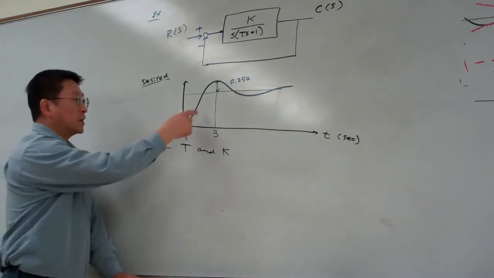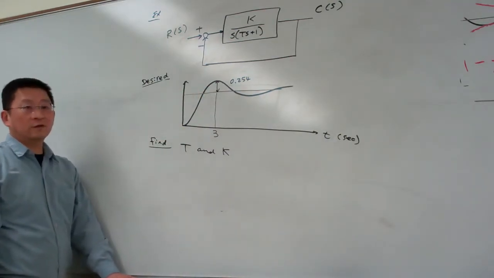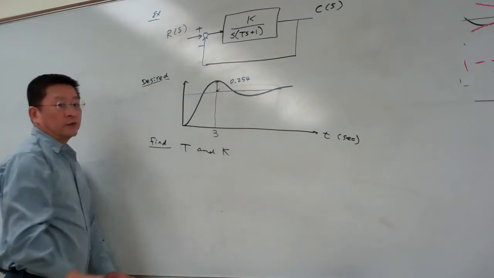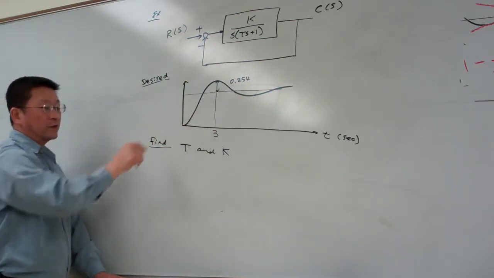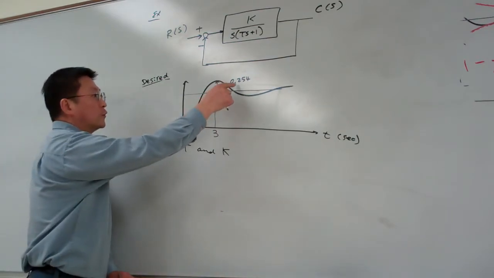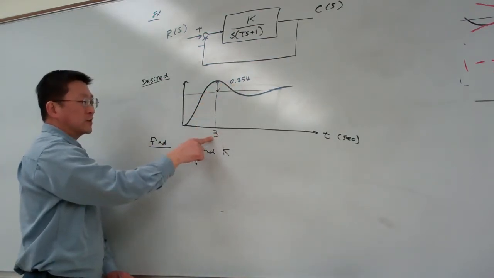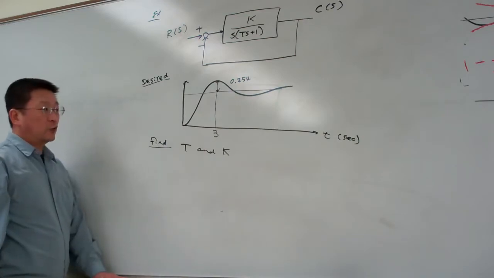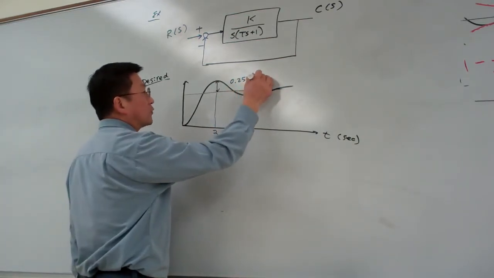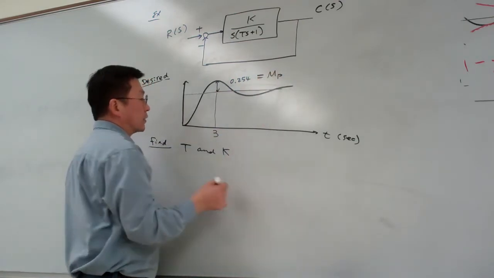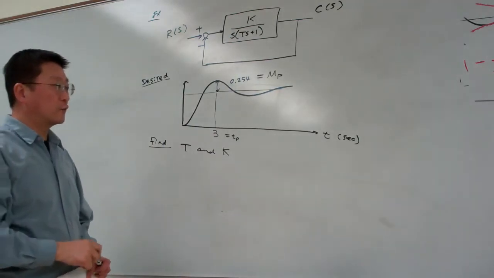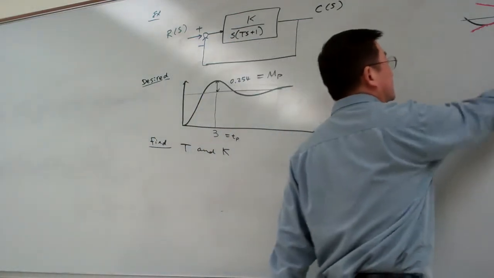Basically, as a designer, you define your criteria, your system dynamics, in this way. Then you design the parameters so the system dynamics will fit into this. So if we change this number, then the result will be different. From here we can identify that this is our Mp, and 3 is our Tp. So we simply plug into our formula and see what happens.